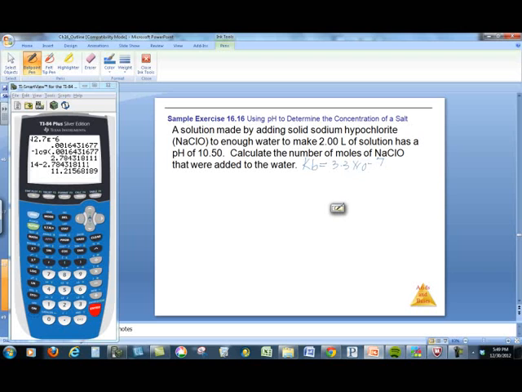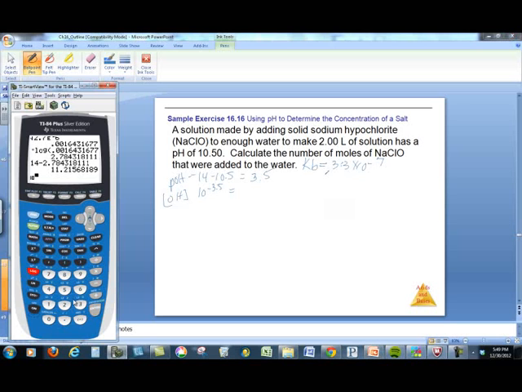Alright, so the pH is 10.5. pOH will be 14 minus 10.5, which will be 3.5. So my OH concentration is going to be 10 to the minus 3.5. So that's going to be, let me see, 2nd EE negative 3.5. And that will be 3.16 times 10 to the minus 4.